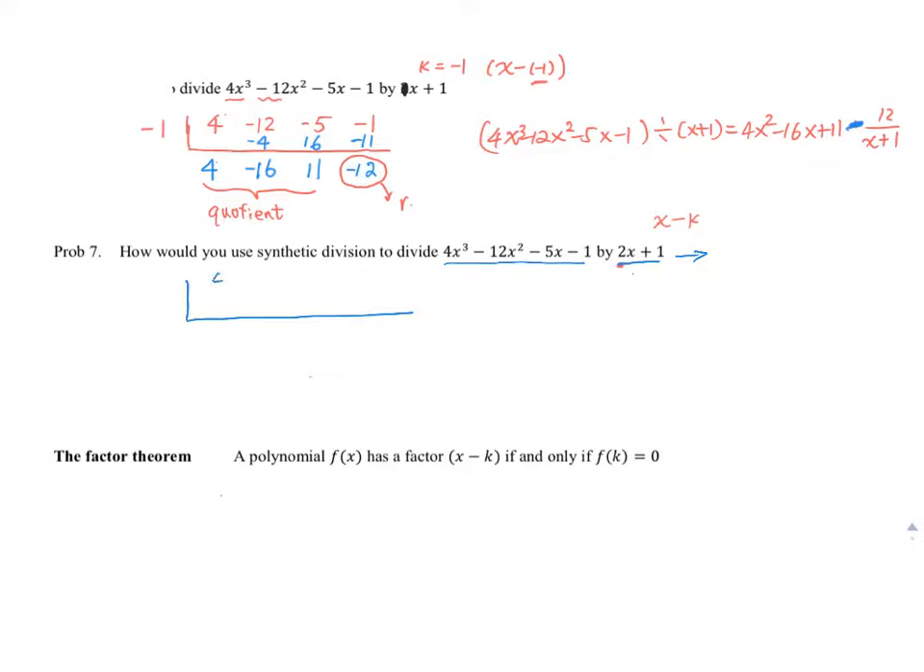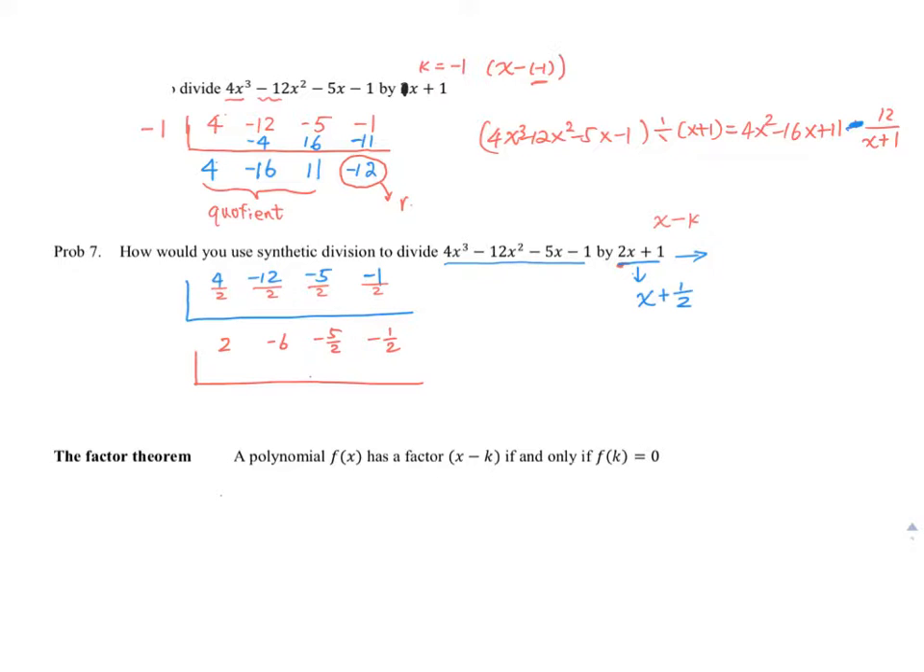So 4, -12, -5, -1. Now this time when you divide 2x plus 1 by 2, you're going to get x plus 1/2, right? You also need to divide every single term by 2 as well. When you do that, you have to divide the top and bottom. So basically this is what you're going to do: 2, -6, -5/2, -1/2.